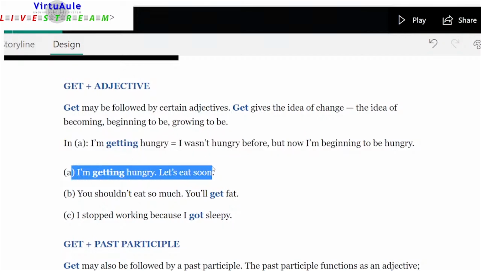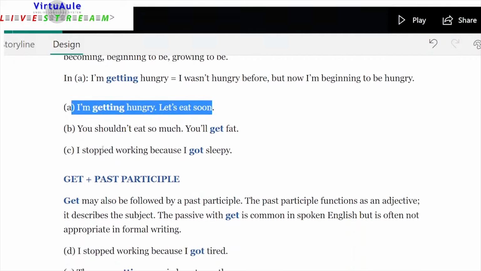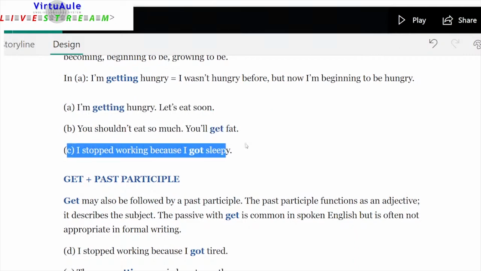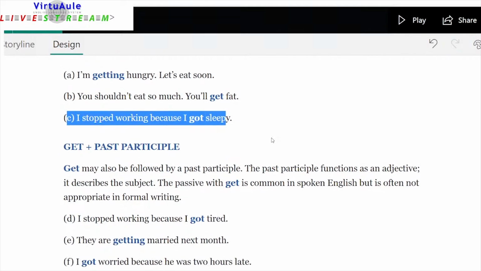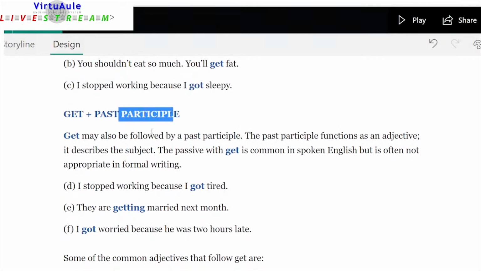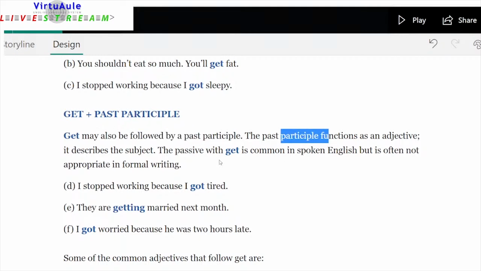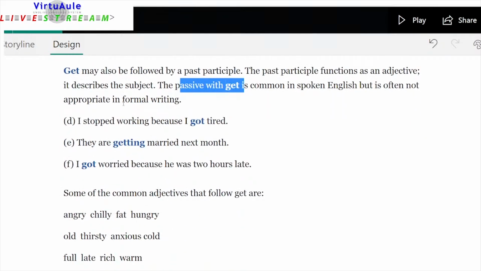Okay, so here's A, I'm getting hungry. Let's eat soon. You shouldn't eat so much. You'll get fat. C, I stopped working because I got sleepy. Okay, this becoming. We have get plus the past participle. Get may also be followed by a past participle. The past participle functions as an adjective. It describes the subject. The passive with get is common in spoken English, but often not appropriate in formal writing.